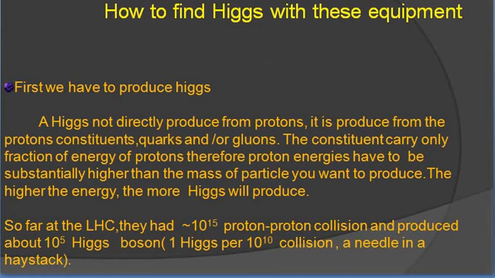So far at the LHC, they had 10 to the power 15 proton-proton collisions and produced about 10 to the power 5 Higgs bosons. Why do they do it so? Because by accelerating protons to such a large amount of energy, we can produce the Higgs boson.